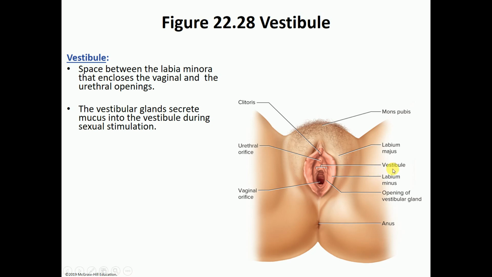Now the vestibule is the part between the two labia minora that encloses the urethral opening and the vaginal opening. There are glands there known as vestibular glands, and those release mucus during sexual stimulation.